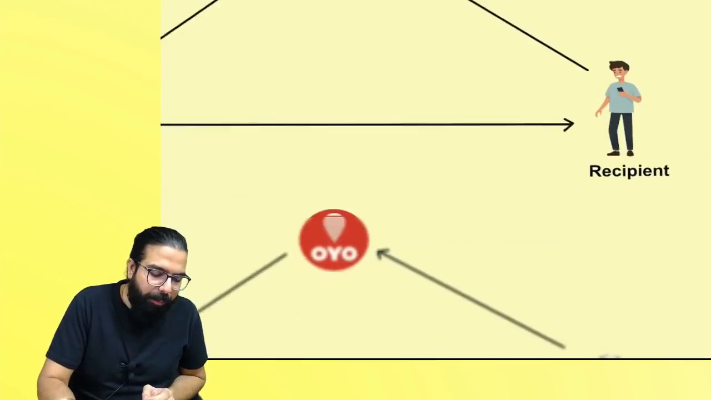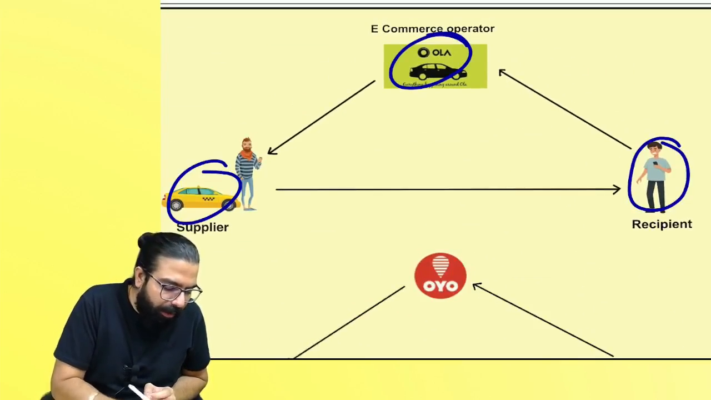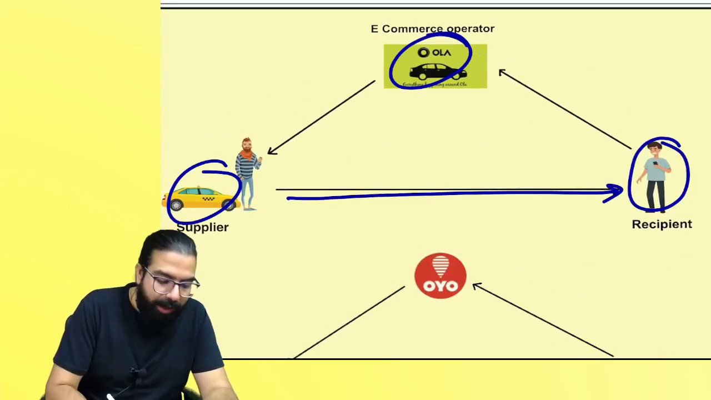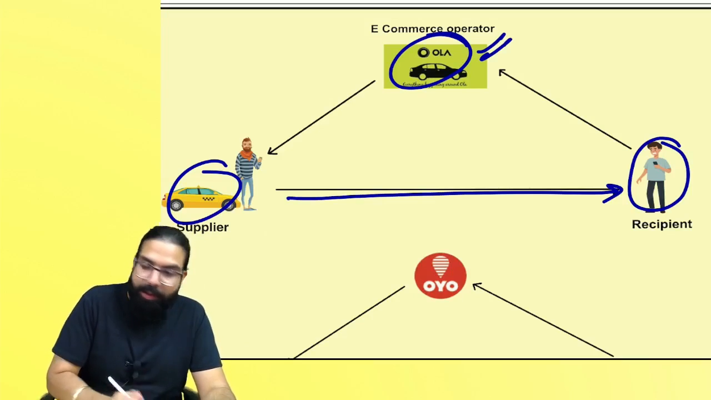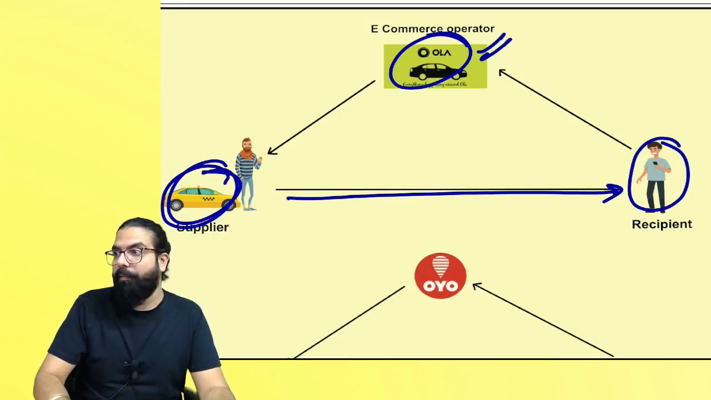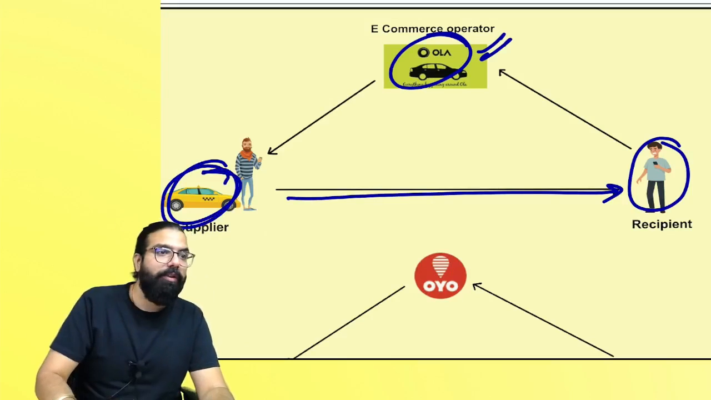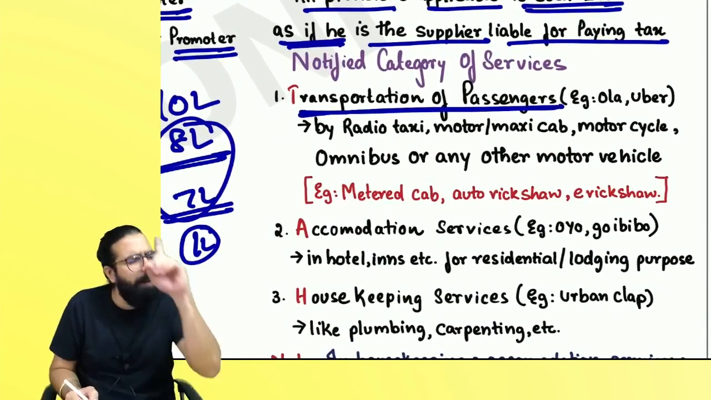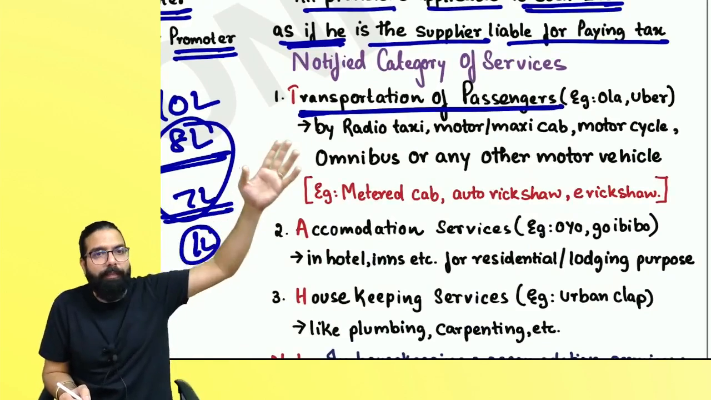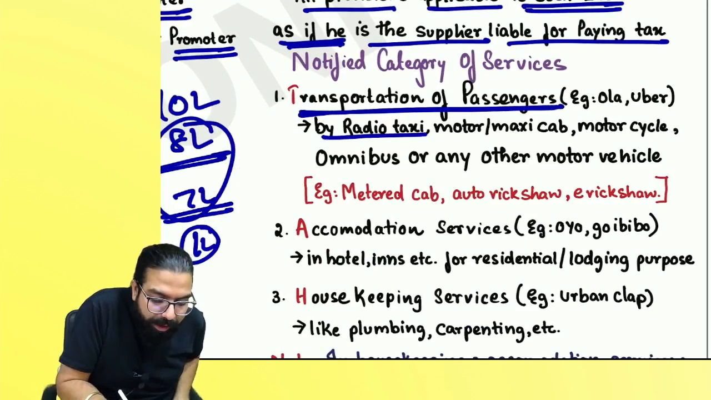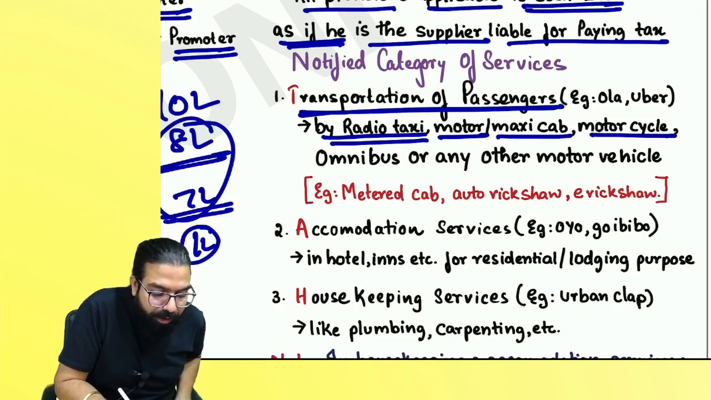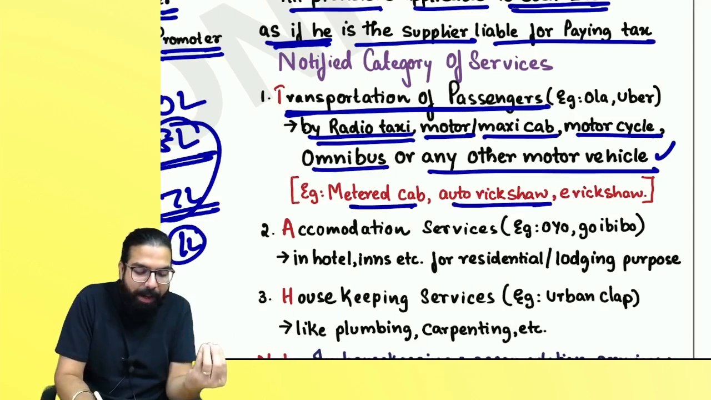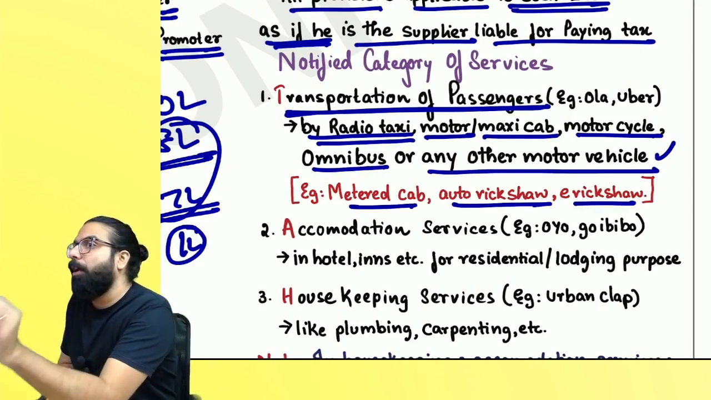So sir, supposedly there is one person, he went to Ola, Ola directed it to a supplier, and he came and gave the service. In this scenario, who will be liable, everyone? The e-commerce operator will be liable. Remember one thing, even if the supplier is registered or unregistered, it doesn't matter. Even if he's liable to register, even if he's not liable to register, always the e-commerce operator will be liable. The first one is transportation of passenger. Remember, transportation of passenger not by air. Transportation of passenger only by what? Radio taxi, motor cab, maxi cab, motorcycle, might be an omnibus or any other motor vehicle, might be an auto rickshaw, metered cab, e-rickshaw. Remember, always the e-commerce operator will be liable.